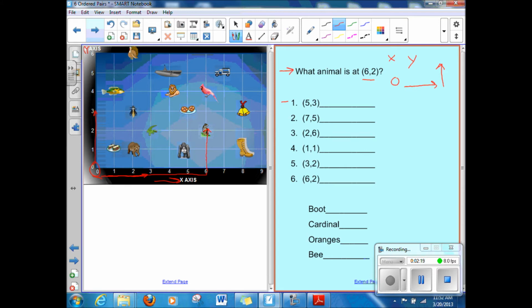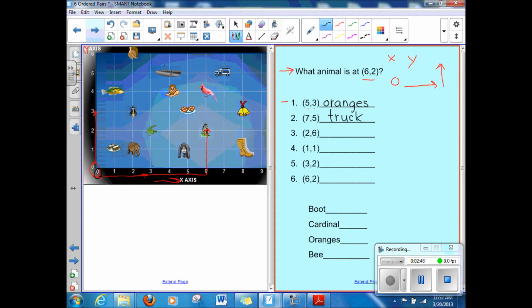Well, let's take a look at number 1, see if we can figure these out together. We're looking for the ordered pair 5, 3. Start at 0, go over 5, and up 3. Oh, and it looks like that is oranges, so I'll write that here on the line. Oranges. Then we go to 7, 5. Start at 0 again. Over 7, up 5. Oh, that's the truck.